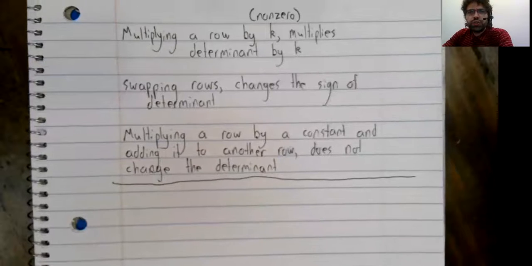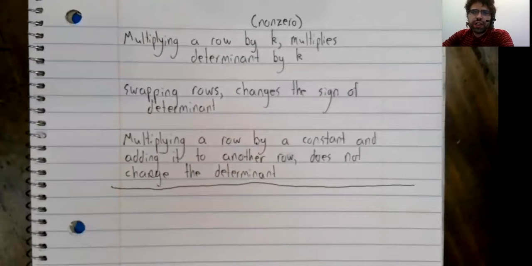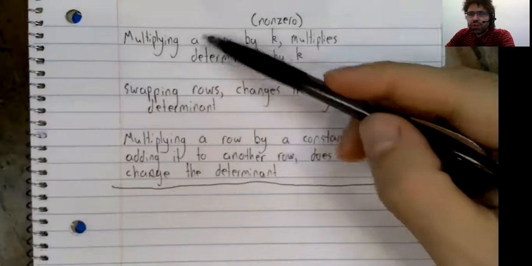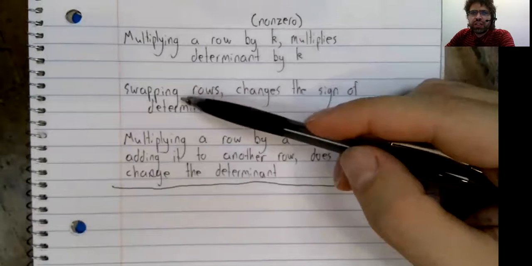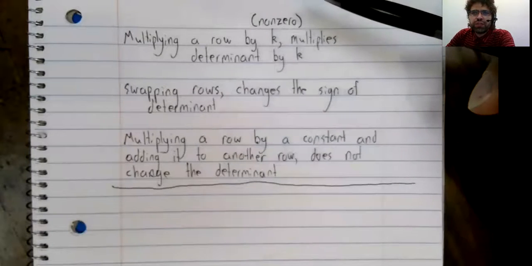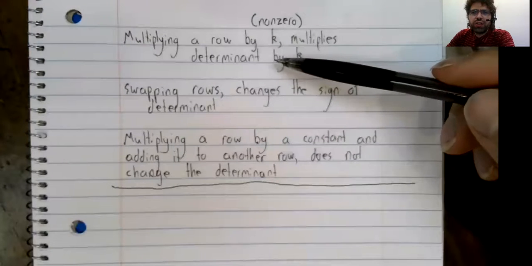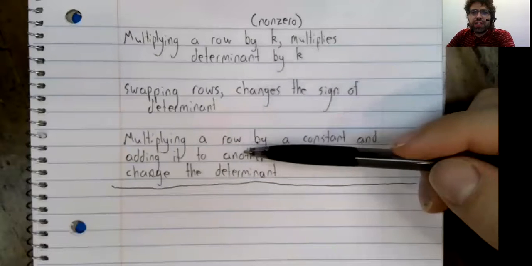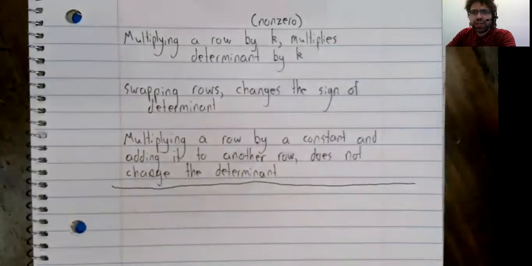Row operations change the determinant of a matrix, but they change it in predictable ways. You don't have to memorize what you're looking at here. We're only going to take one message away from this. These are the things we do during Gauss-Jordan elimination, and they have the results of multiplying the determinant by a non-zero number, changing the sign of the determinant, and not changing the determinant at all.